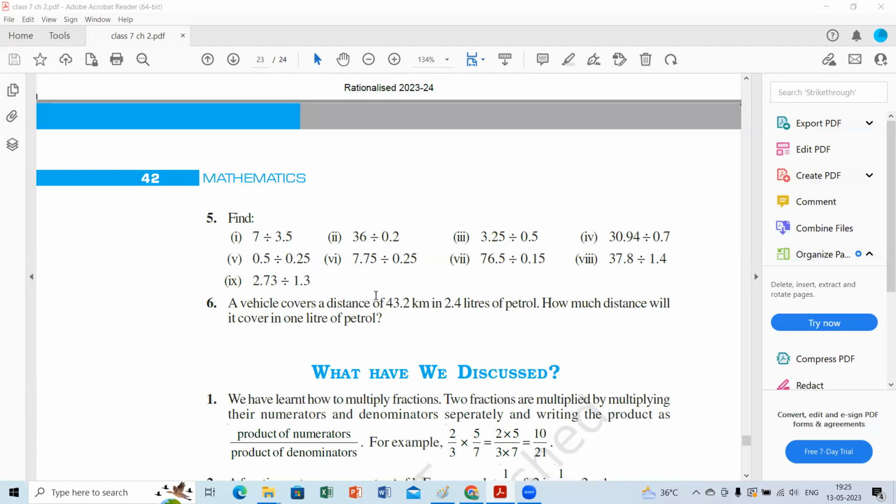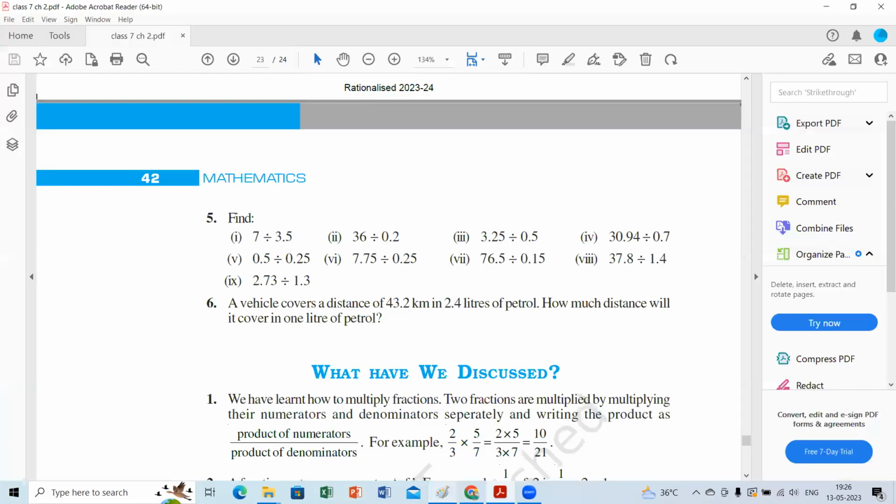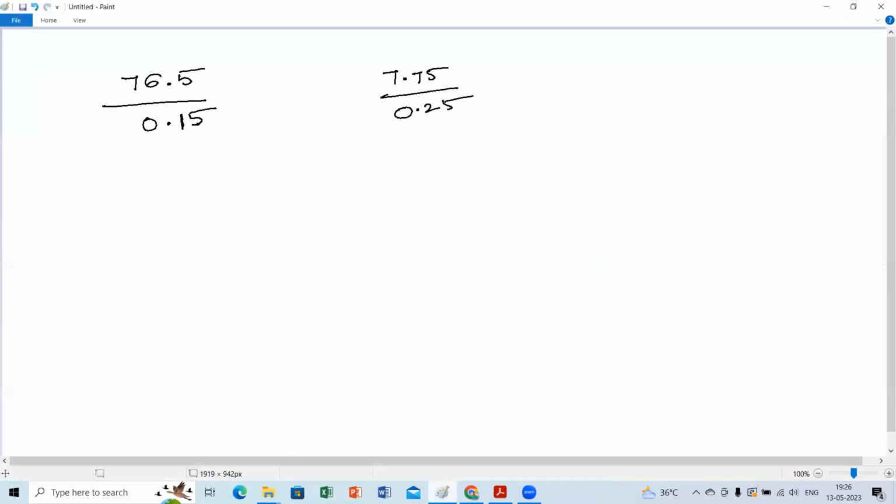Now coming to question number 6. You see question number 6: 7.75 divided by 0.25, children. Come on, this also please try. You try and give the answer. Later I'll give one simple technique.